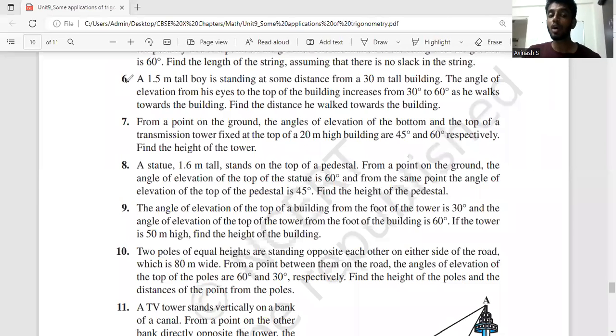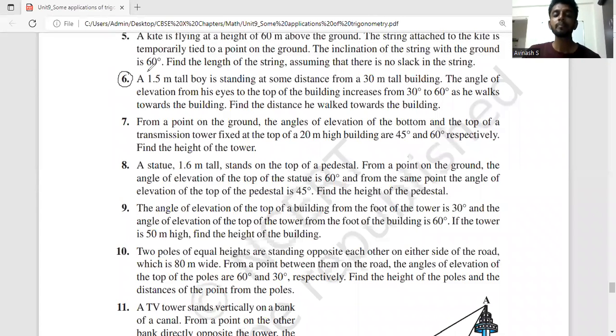Now let us try to draw the diagram for question number 6. They have given a 1.5 meter tall boy standing at some distance from a 30 meter tall building. So this basically means there is a building. Let me draw like this. This is the 30 meter tall building. This is the height of the building.